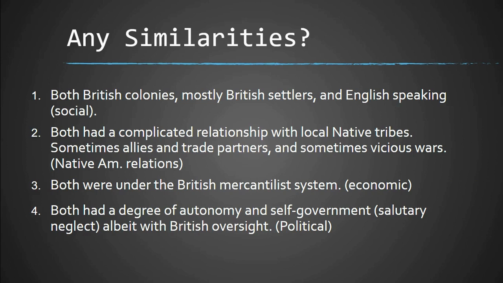Both Massachusetts and Virginia were British colonies, with mostly British settlers and English-speaking. Both had a complicated relationship with local Native American tribes. Sometimes allies and trade partners, and sometimes vicious wars. While the focus of their economies was different, they both were still under the British mercantilist system. And finally, both had a degree of autonomy and self-government, albeit with British oversight.